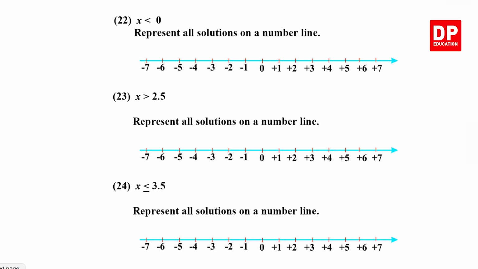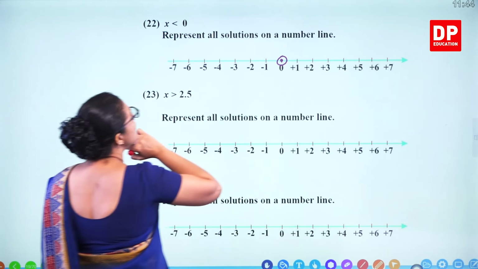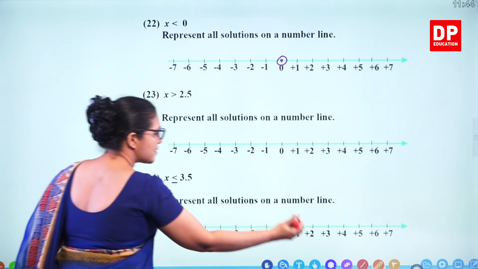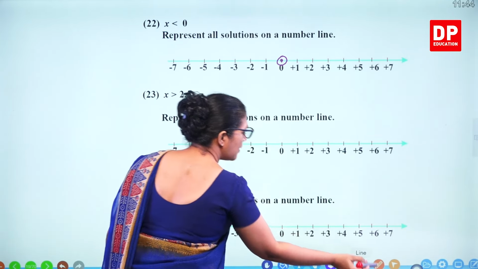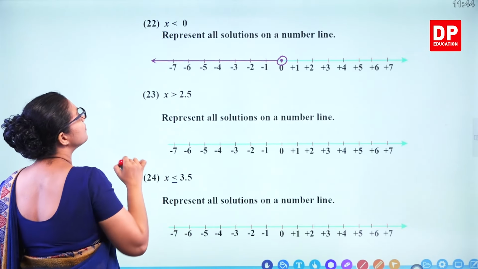x less than 0. 0 is not included, so you draw an open circle for 0. x less than means towards left hand side, so the arrow goes towards this side.